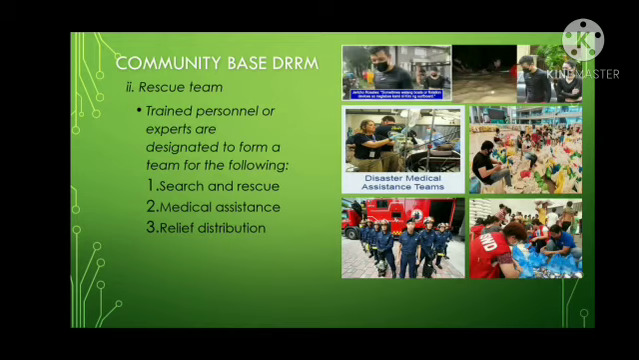Next, we have the rescue team. Trained personnel or experts are designated to form a team for the following. So we have the first one, search and rescue. Next, medical assistance and relief distribution. So the main objective of the search and rescue team is to rescue trapped survivors of a disaster. Then first aid should be provided to the injured people. In the event of deaths during the disaster, the team should ensure the immediate disposal of the bodies as this may cause health hazards for the others.